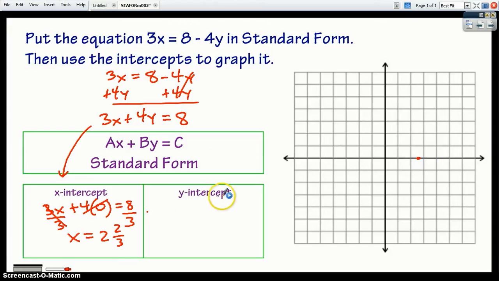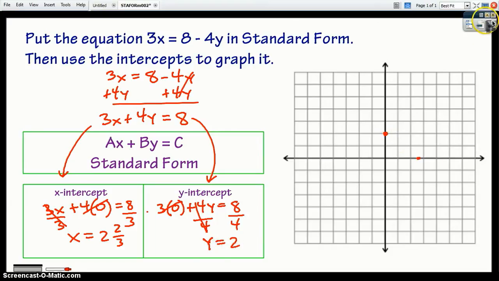Okay, now let's do the y-intercept. Let's take the same equation, but in this case we're looking for the y-intercept where the x-coordinate is 0. So 3 times 0 plus 4y equals 8. Once again, if you're looking for the x-intercept, you stick the 0 in for y. If you're looking for the y-intercept, you stick the 0 in for x. Now 3 times 0 will disappear. We get 4y equals 8. We divide both sides by 4, and we get a y-intercept of 2.